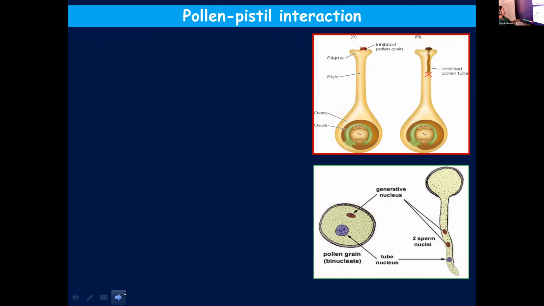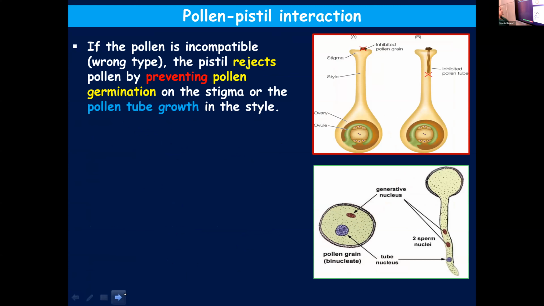Now, if the pollen is incompatible, the wrong type, the pistil will reject it by preventing the germination of pollen or the pollen tube formation. So, if it is incompatible, the pollen cannot germinate or it cannot form a pollen tube.